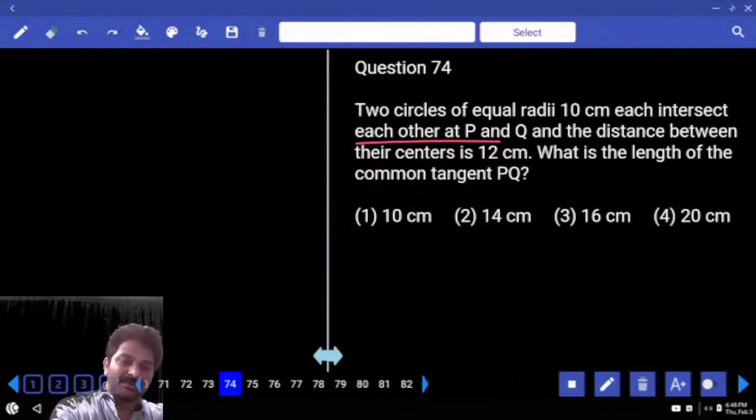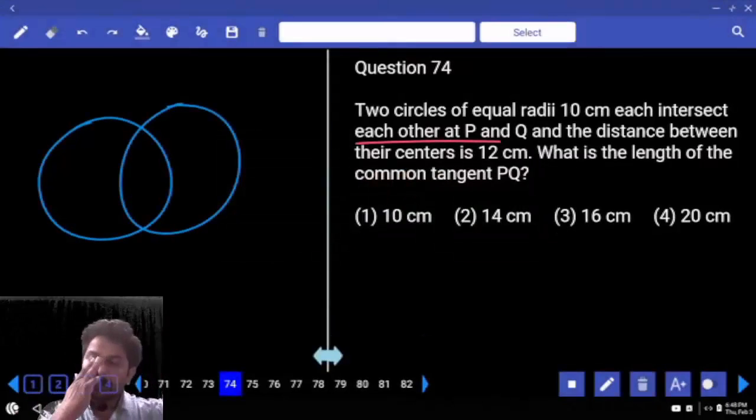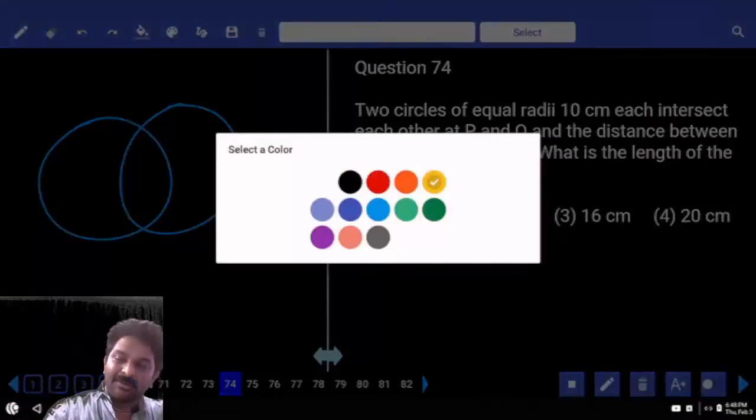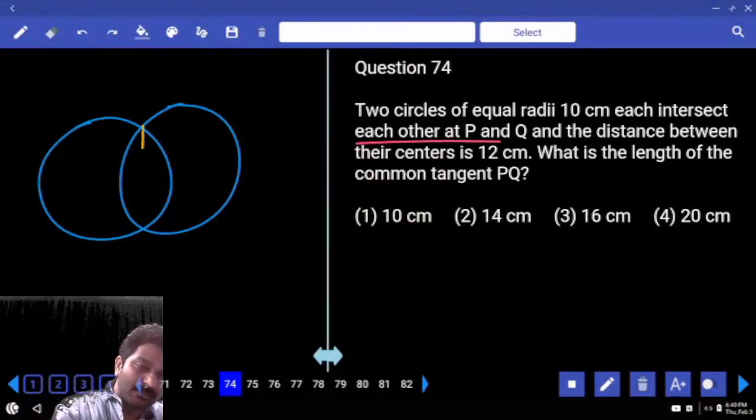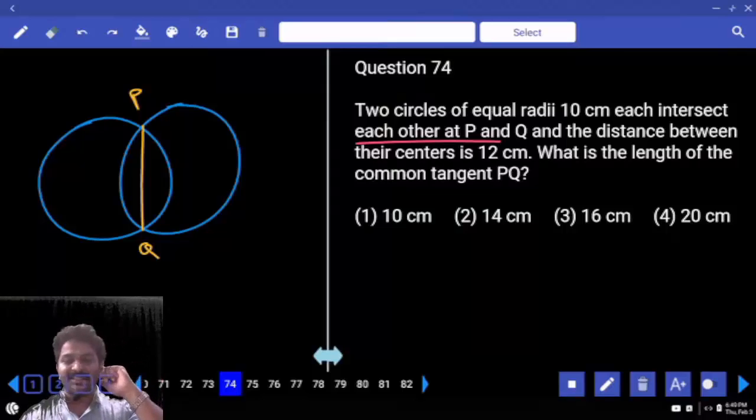Big circle we take. Right. 2 circles of equal radii, radius is 10 centimeters, that we can do that later. Each intersect, common tangent. Okay, let me take common tangent here. What is this? PQ. And we were asked to calculate the length of the common tangent.